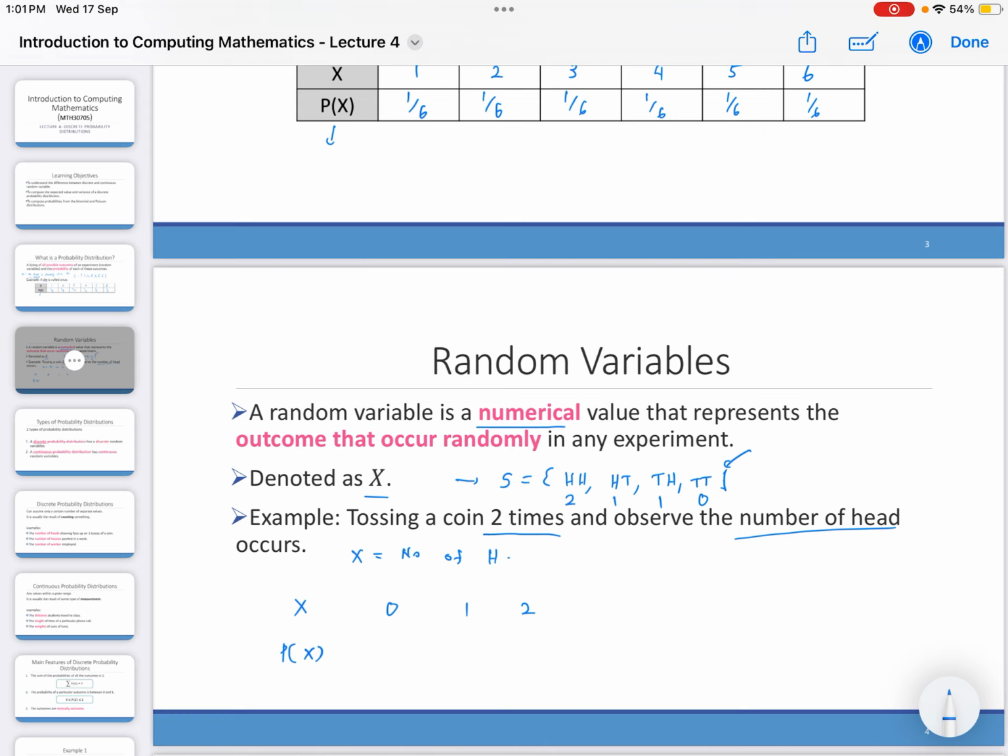And then the probability of getting 0 is only 1 over 4. The probability of getting 1 is 2 over 4. And the probability of getting 2 heads is 1 over 4. So from here we get this. X is the random variable, and P of x is the probability of getting each outcome. So this is called the discrete probability distribution, or discrete random variable.